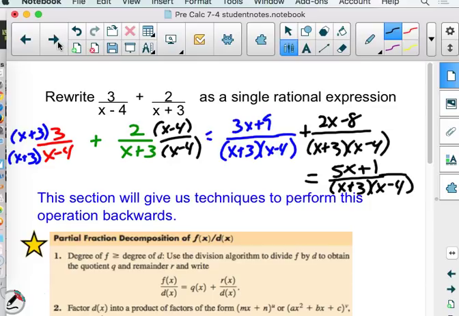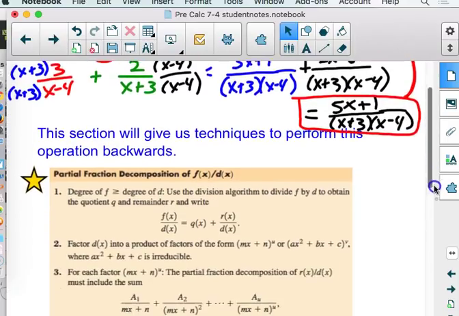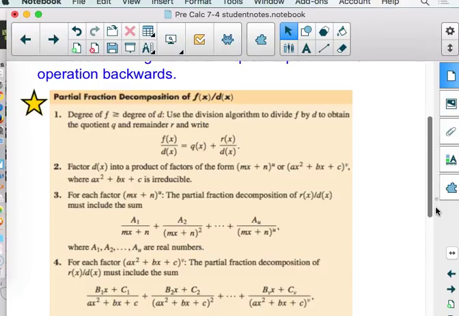So that's our answer. Now, what we want to do is take this answer and be able to break it back up into these two components. That's what we want to do. Because again, sometimes the math that we need to do in calculus cannot be done on 5x plus 1 over the quantity x plus 3 times the quantity x minus 4. But if we break it back up into these two fractions, it's possible to do the math. So this section will give us techniques to perform this operation backwards, to break it up, to make those into partial fractions.